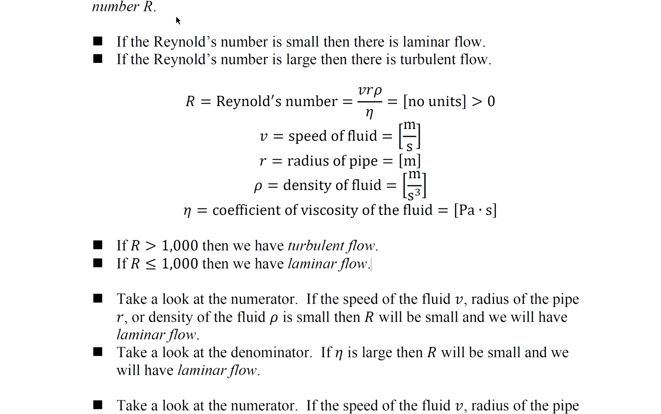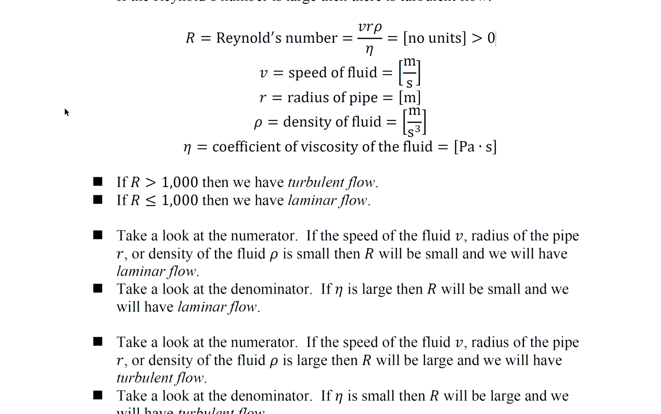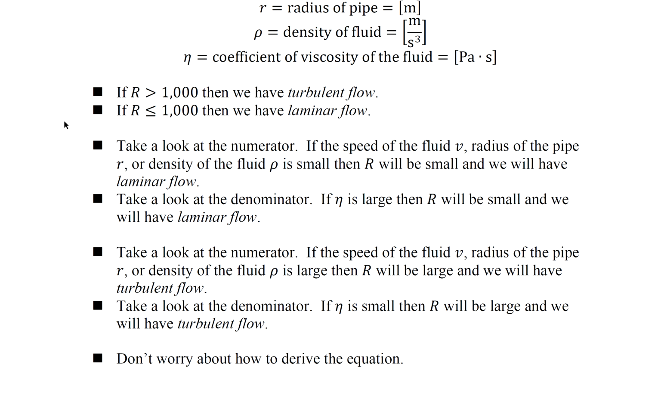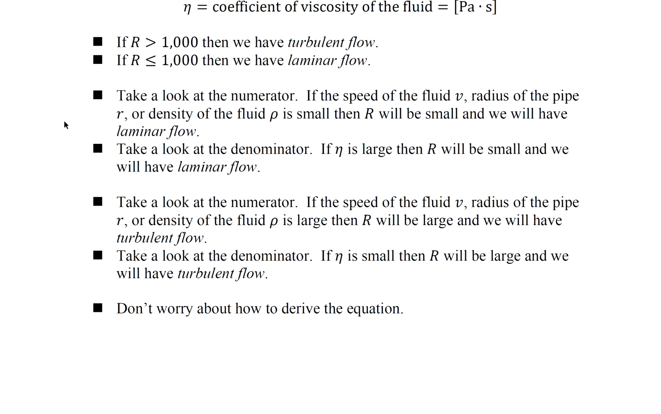So take a look at this equation. If V, R, and rho are big and eta is small, then we're going to have turbulent flow. If V R rho is small and eta is big, then we're going to have laminar flow. And don't worry about how to derive this equation.